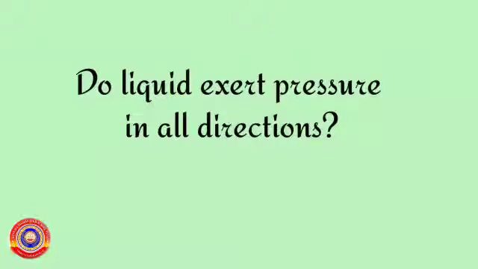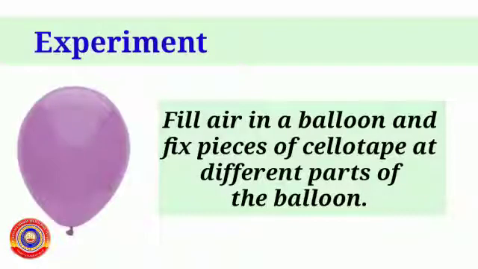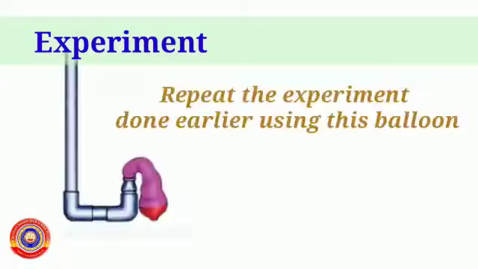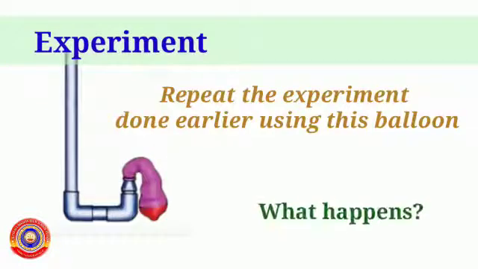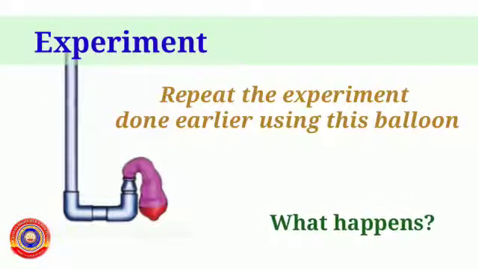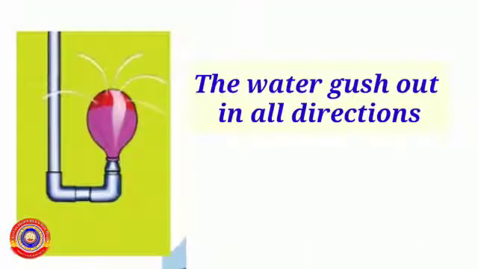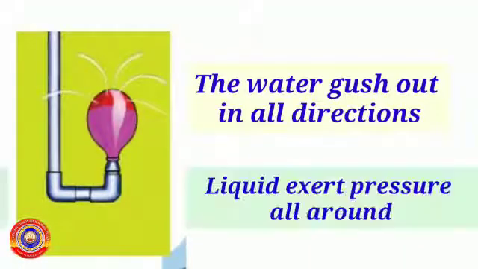Let's see. Fill air in a balloon and fix pieces of sellotape at different parts of the balloon. Make small holes using a needle on the balloon at the portions where the pieces of sellotape are fixed. Repeat the experiment done earlier using this balloon. Does the water gush out in all directions? Yes, the water gushes out in all directions. What do you understand from this? Liquid exerts pressure all around.